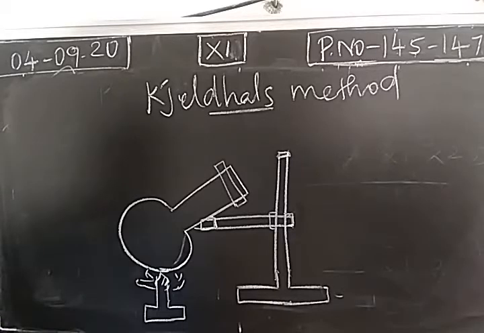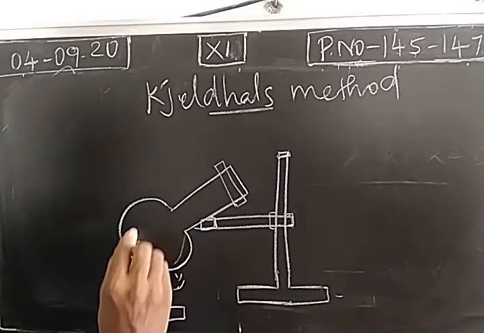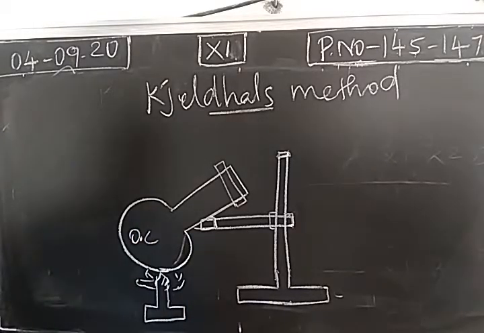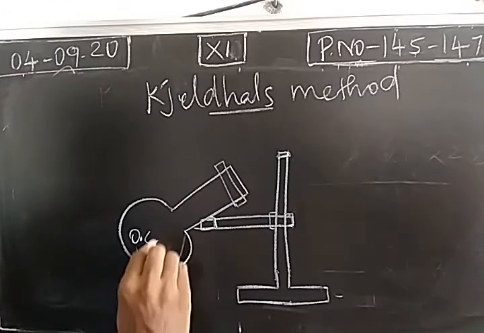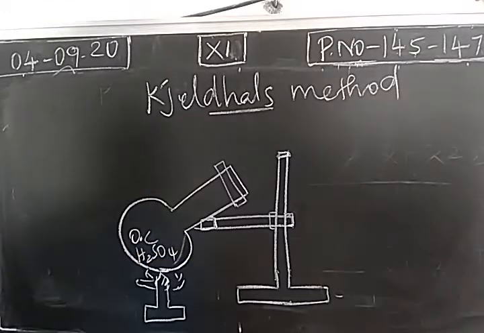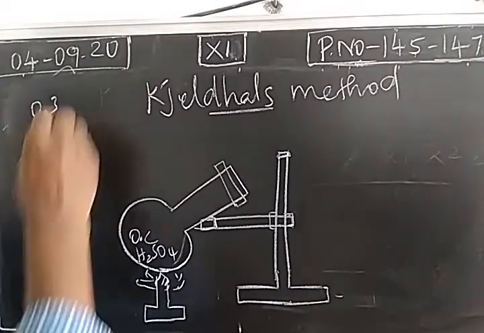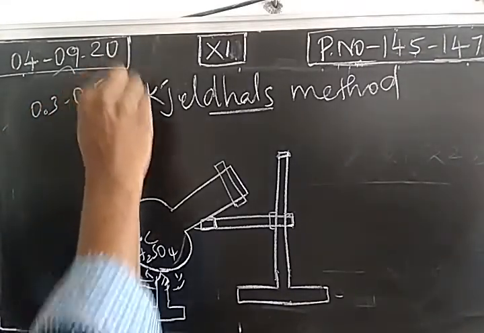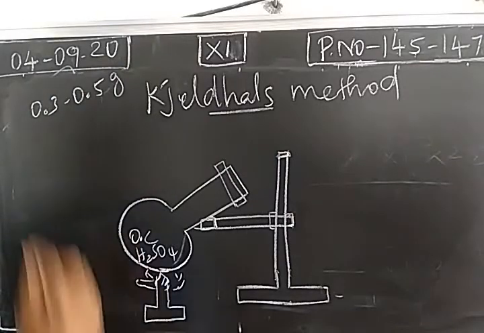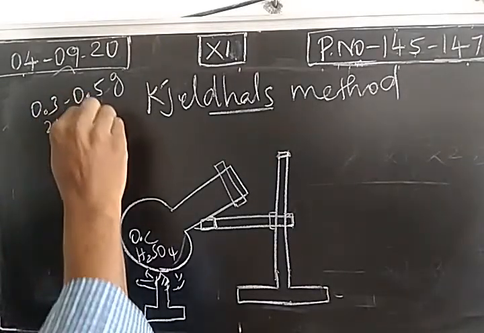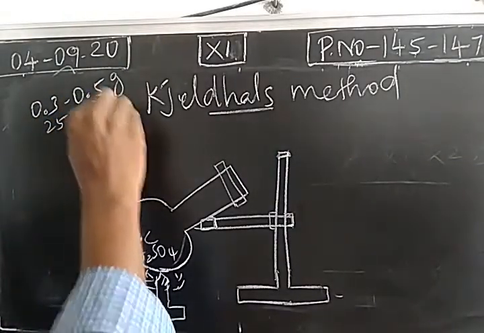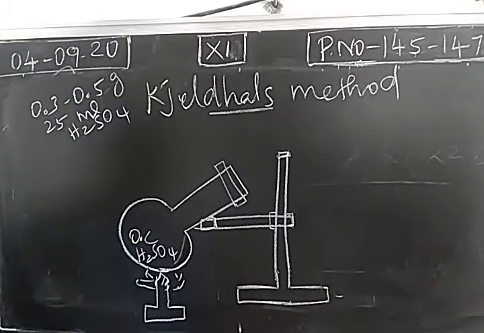So this is a glass flask. Here we are going to take organic compound and sulfuric acid. In Kjeldahl's flask, approximately 0.3 to 0.5 gram of organic compound will be taken and 25 ml of sulfuric acid will be taken. What is the first experimental arrangement? We have to construct this type of arrangement.